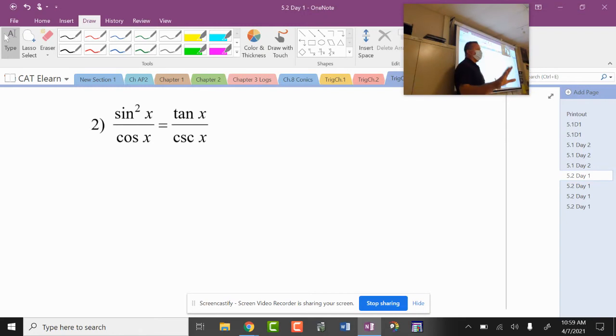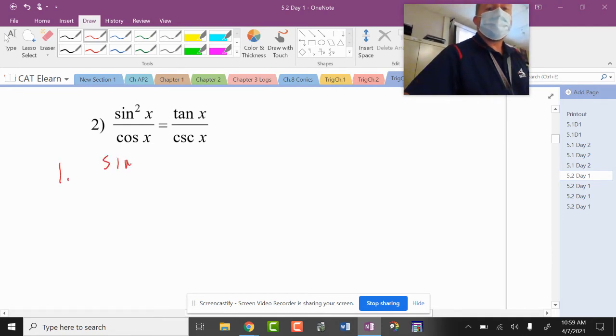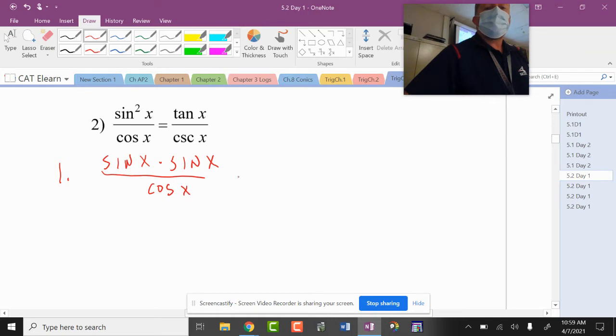Now, this is how you think. This is equal to sine over cosine. Ooh, all right. Oh, I have a cosine on the bottom. Okay, I think I know where to go. So here's step 1. Step 1 is I'm going to show my teacher that I know sine squared is sine times sine. And I think you really should show that before we show anything else.